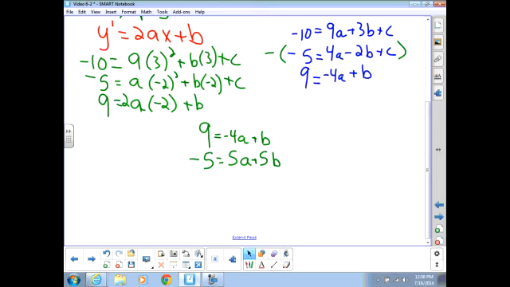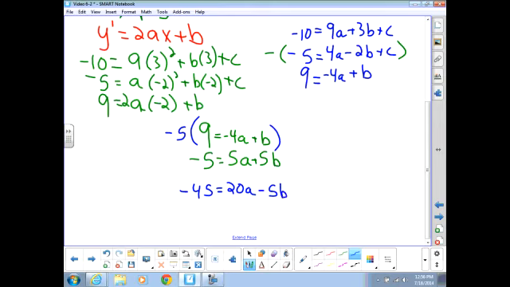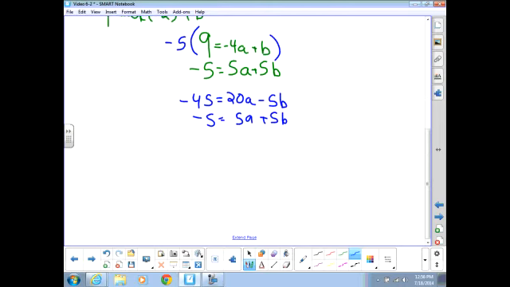Probably the easiest thing to do to get these to match up is to multiply the top by -5, giving us -45 equal to 20a minus 5b. And we'll just rewrite our -5 equals 5a plus 5b. And now we can do elimination with this, adding them together. -5 and a -45 will give us -50. We'll get positive 25, and the b's will go away. Divide by 25, and you'll get a is equal to -2.